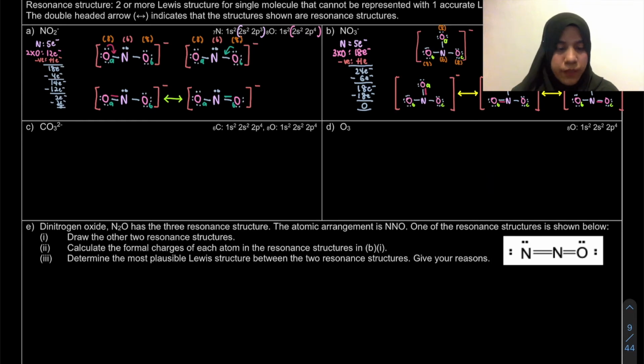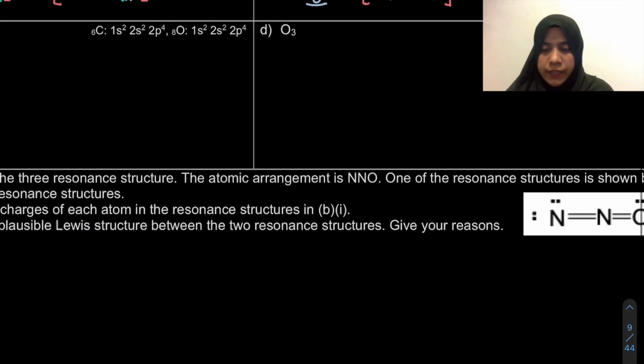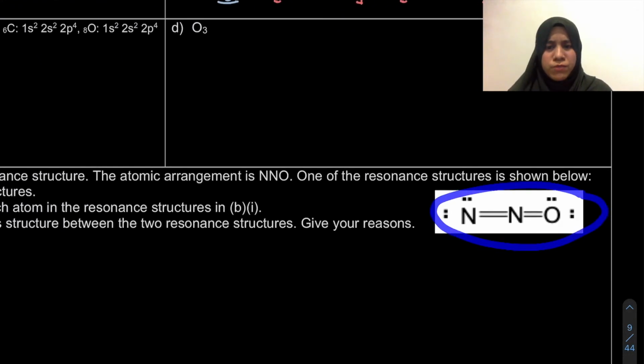Past UPS. Dinitrogen oxide, N2O, has 3 resonance structure. The atomic arrangement is NNO. One of the resonance structure is shown below. Draw the other 2 resonance structure. Okay, so dekat sini, dia dah bagi NNO macam ni. Okay, if you're very unsure macam mana ni miss.